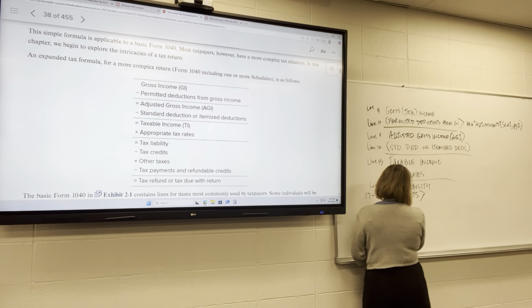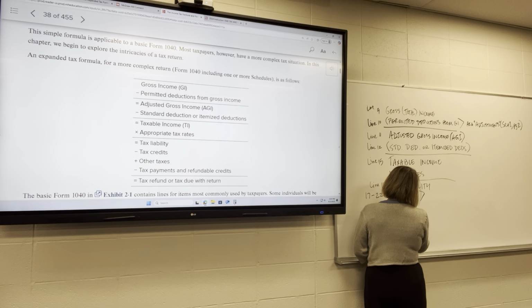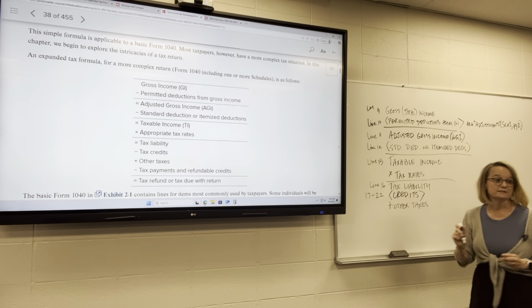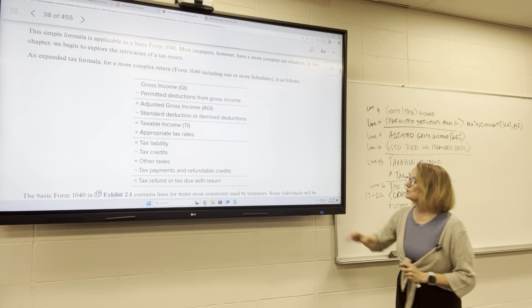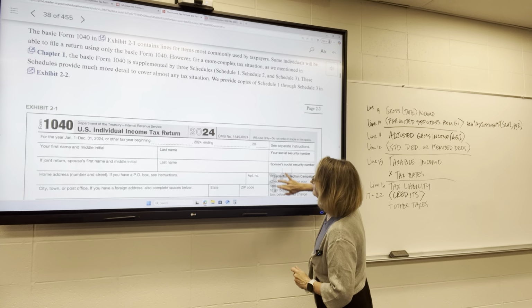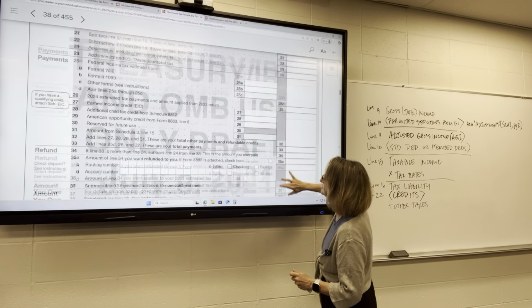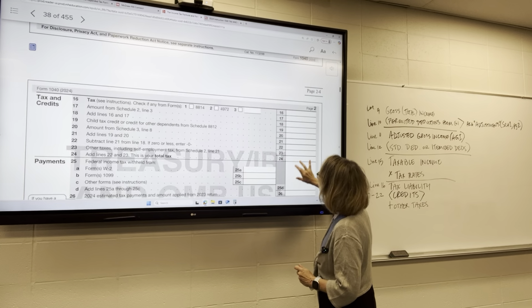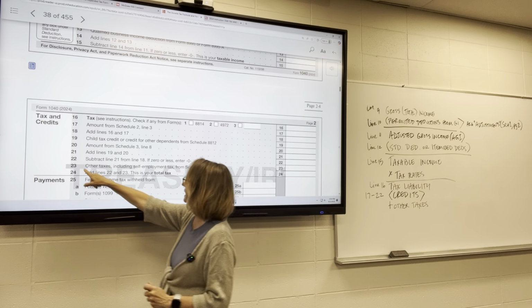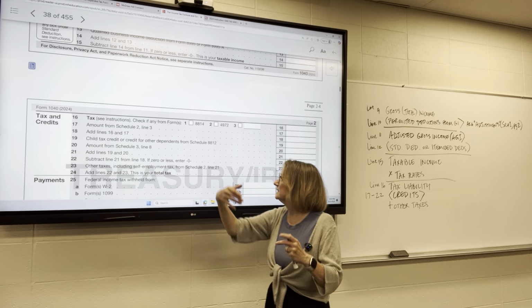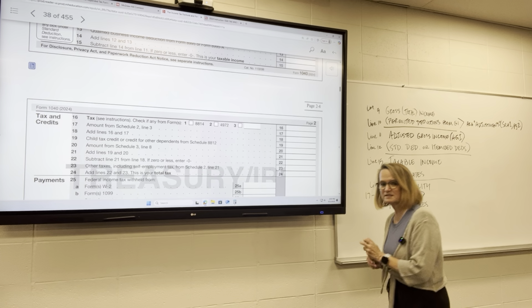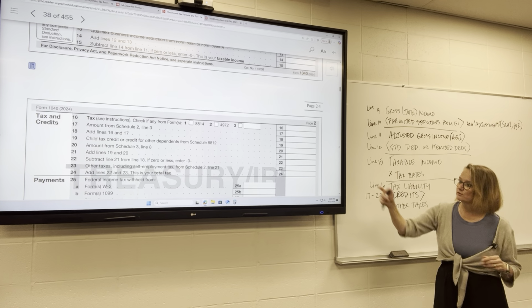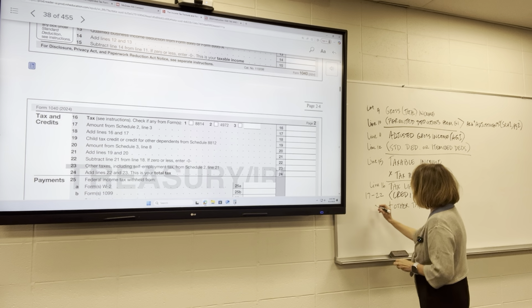Plus other taxes. What we're referring to here is mostly self-employment taxes. You remember those from payroll accounting? So if you're a self-employed individual, you have to pay your own Social Security and Medicare taxes. That gets calculated on the tax return. But line 23 is other taxes, including self-employment tax. There are other types of taxes as well, but for our purposes, we're mostly going to focus on the self-employment tax. But this is line 23.